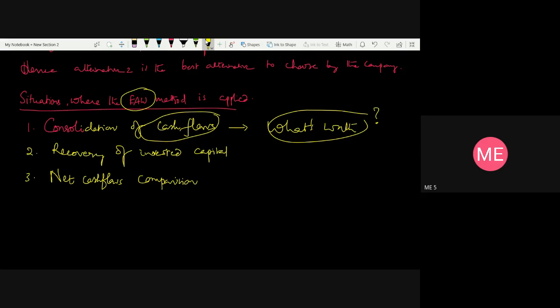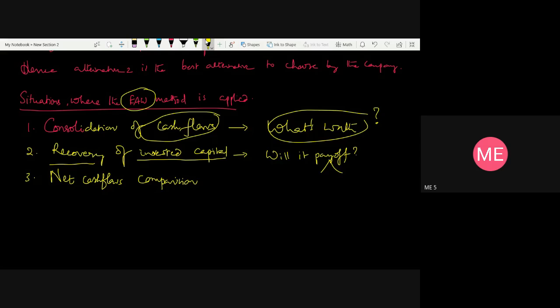Similarly, the second one talks about the recovery of invested capital. Recovery means whether it will pay off or not. If you question the alternatives which you have, will it pay off, meaning pay back to you or not? Because investors always look at this point, whether it is going to pay off or not. So payoff recovers the invested capital as well as the desired rate of return. This covers both the desired rate of return as well as the invested capital.